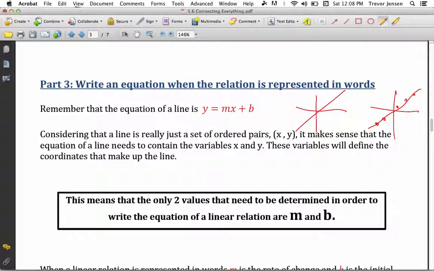So it makes sense that the equation of a line needs to contain the variables x and y, because a line is just really a set of ordered pairs that are connected, and ordered pairs have an x and a y coordinate. So we need x and y in the equation of a line, and these variables will define the coordinates that make up the line. If x and y represent all of the points on the line, the only other 2 variables left are m and b. Those are the variables you need to determine in order to write the equation of the line.